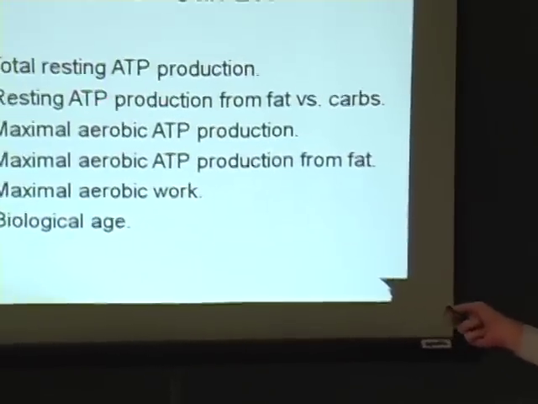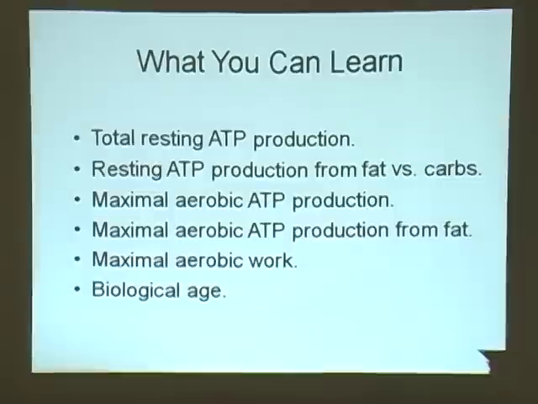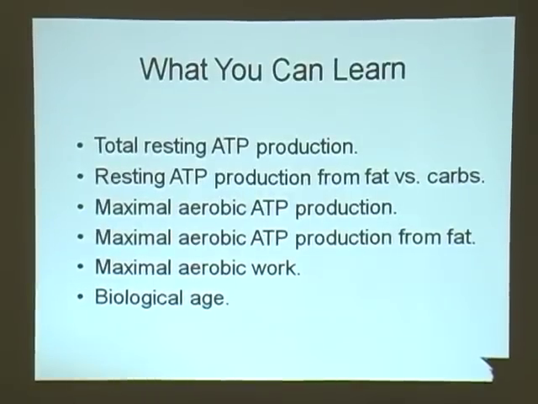So these are two resting measurements. The other two measurements are exercise measurements. We put people on a bicycle, we exercise them, and as they're on a bicycle, we watch how they're taking in oxygen and how that oxygen is being converted to carbon dioxide. And so these are maximal numbers of energy. So we have maximal aerobic ATP production, and then we have maximal aerobic ATP production from fat.